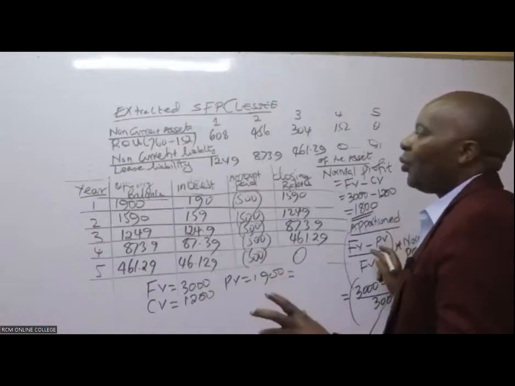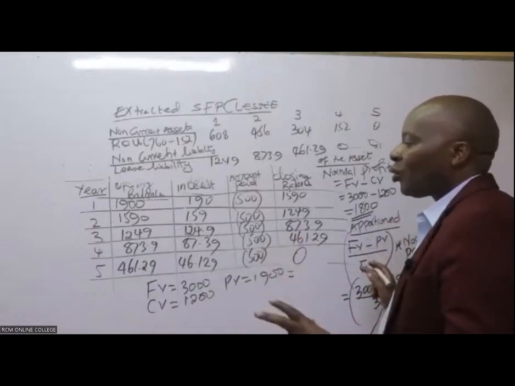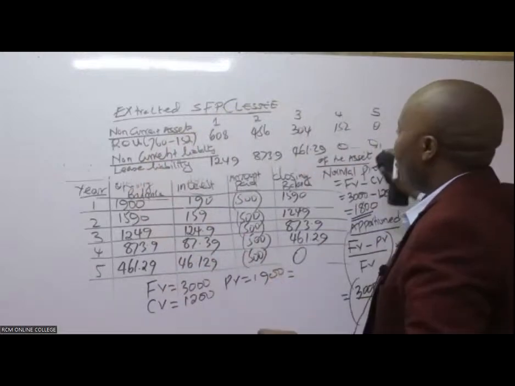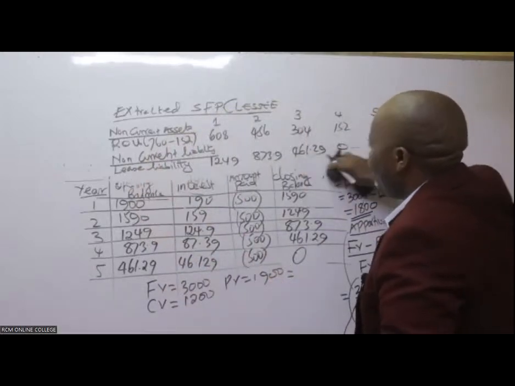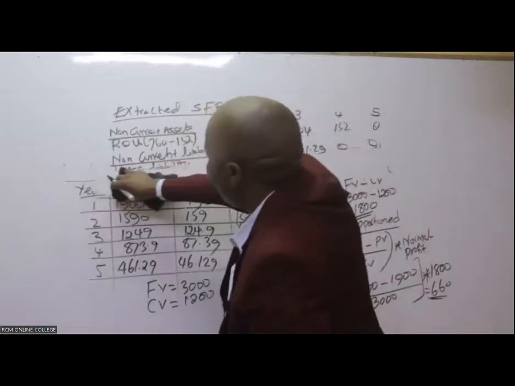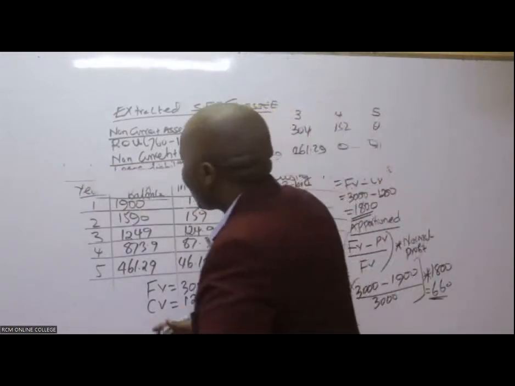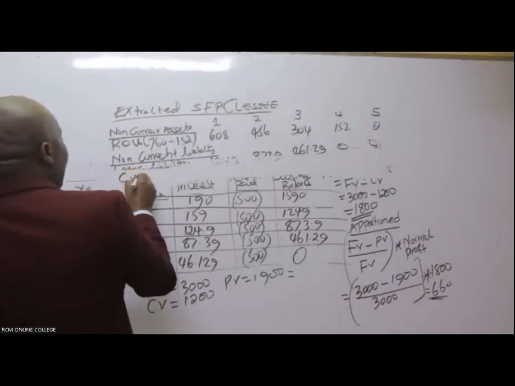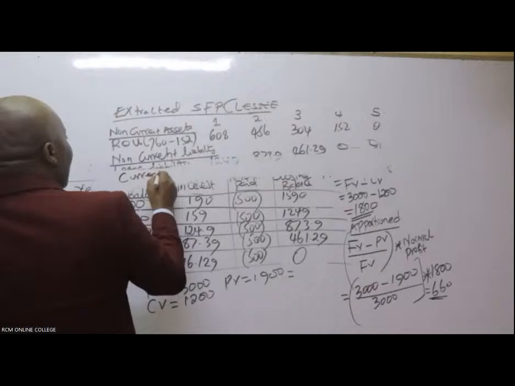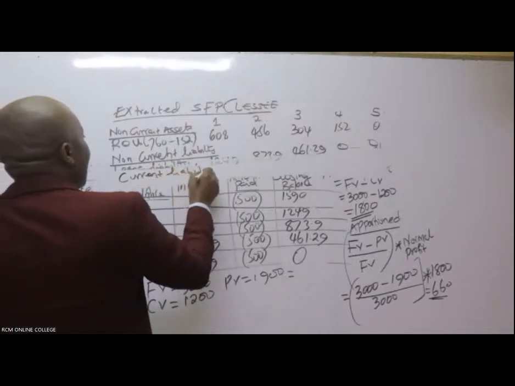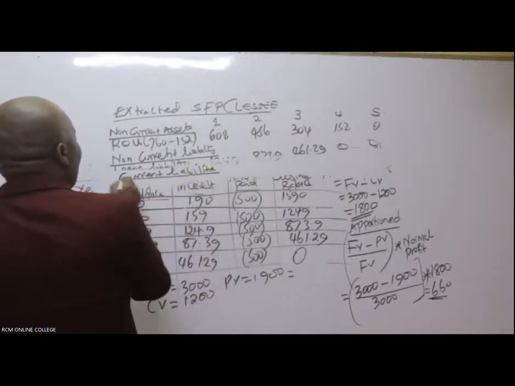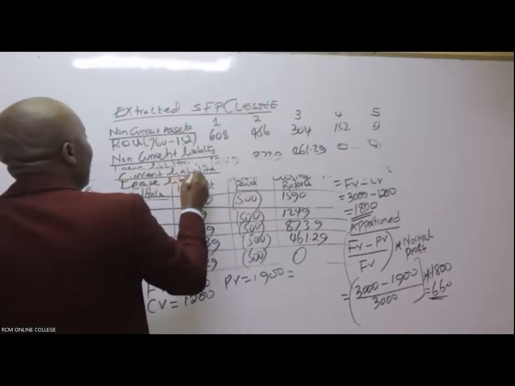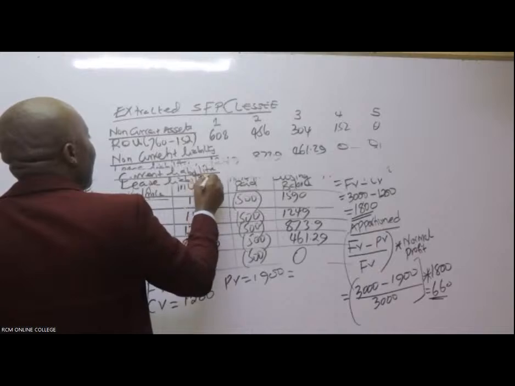Now, from there, we shall be able to book the current liability. Let's book the current liability. So under current liabilities, what do we have? We have a lease liability again, the same name.